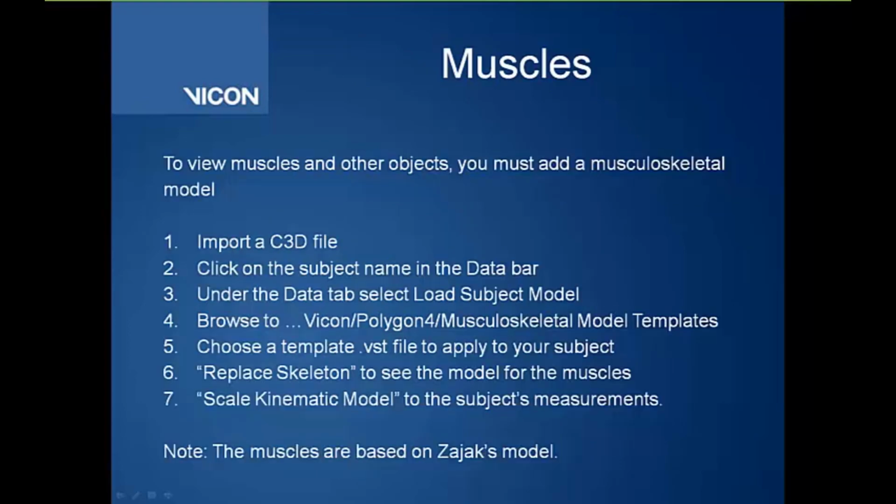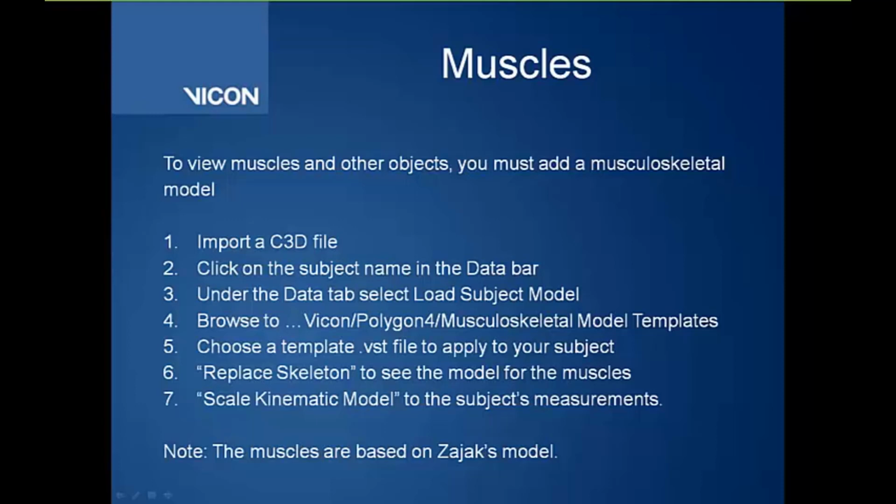So how we're going to go about doing this, to view any muscles or other objects, you must have a musculoskeletal model added into your project. How you can do this is import a C3D file, click on the subject's name in the data bar, and then under the Data tab, load a subject model.